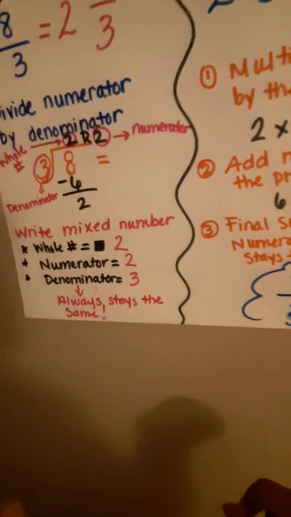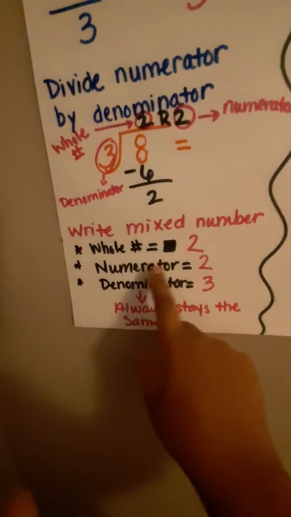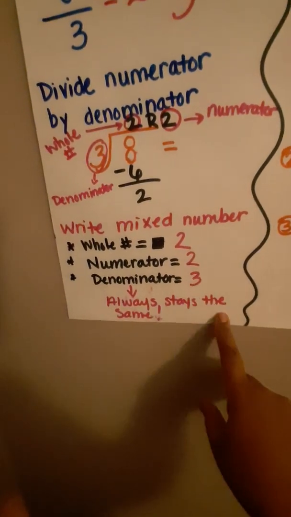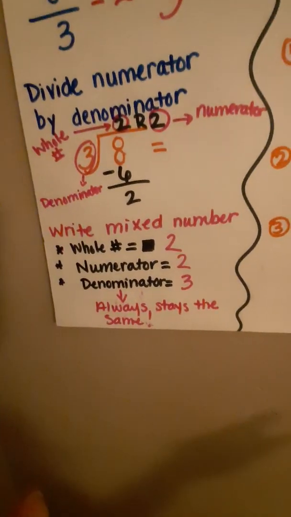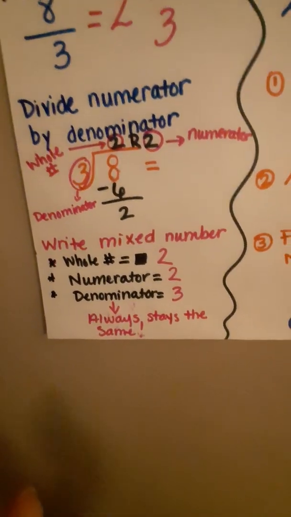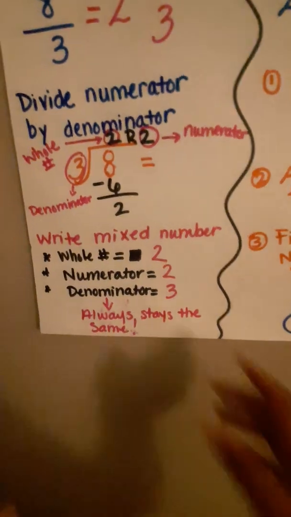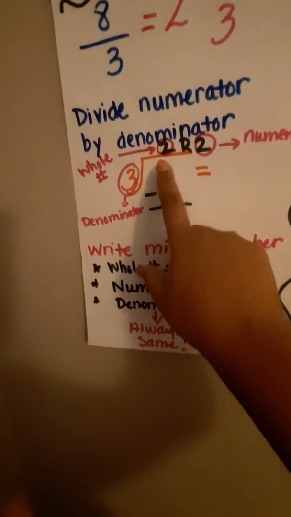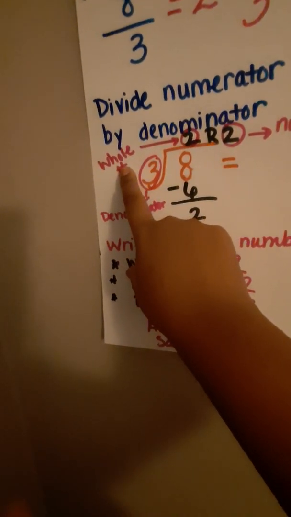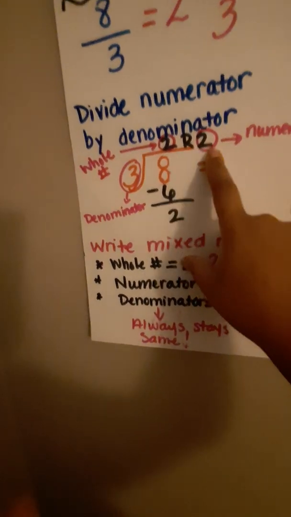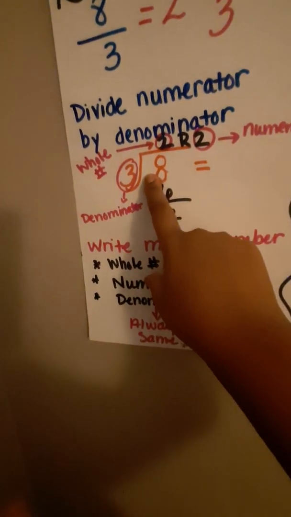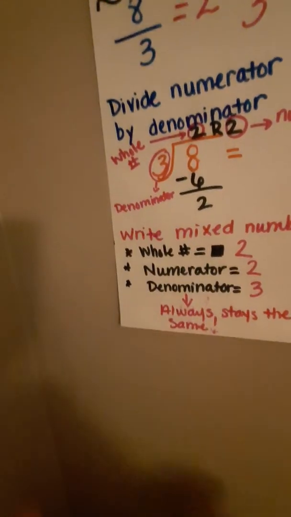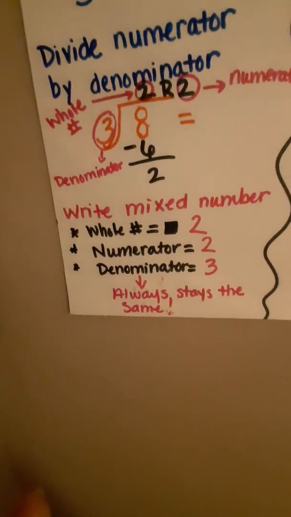And so we write the mixed number. Our whole number is 2. Our numerator is 2. Our denominator is 3. And again, it always stays the same. If you change the denominator, you change the entire fraction, and you just can't do that. So again, when we divide 8 by 3, 3 goes into 8 2 whole times. 2 becomes our whole number with a remainder of 2. Our remainder becomes our numerator, and our denominator 3 stays the same.